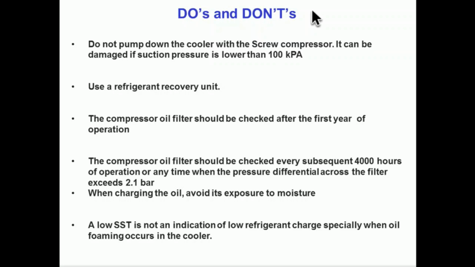The compressor oil filter should be checked after the first year of operation. Subsequently, after every 4,000 hours, depending upon the pressure drop. A normal pressure drop of any filter should not go beyond 2.1 bar. If it goes beyond that, it is completely choked. So please arrange to get a replacement from the manufacturer and get it replaced.